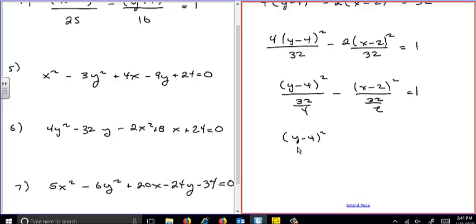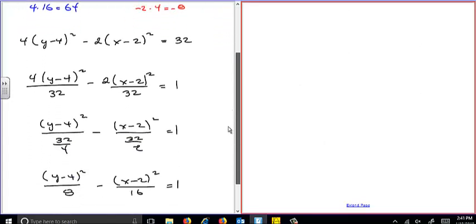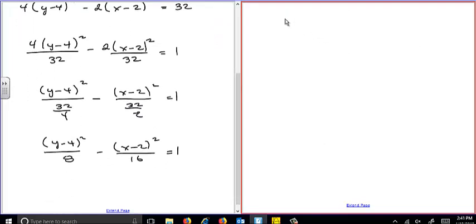But 32 divided by 4 is 8. And 32 divided by 2 is 16. And that equals 1. So that's the standard form. So I did do it right when I was putting this thing together. So what can we say here? We can say the center is at 2, 4. We know that a squared is equal to 8.